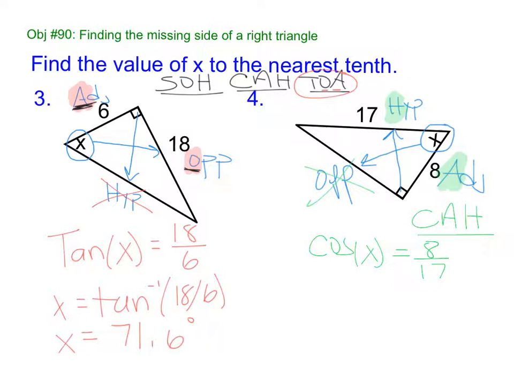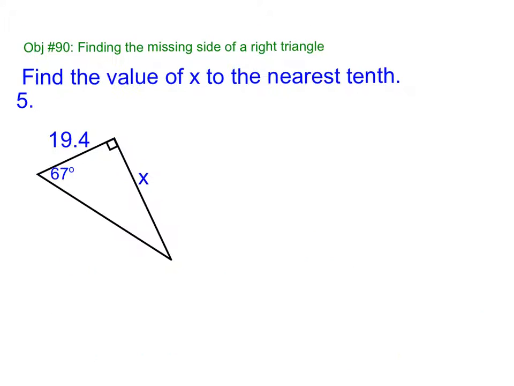I'm going to do my inverse. So cosine minus 1 of 8 over 17. I'm going to put that in my calculator. Second, cosine 8 over 17. And I get 61.9 degrees. And we are finished. So this same process of identifying two sides, crossing one out, is what we're going to be doing from now on.